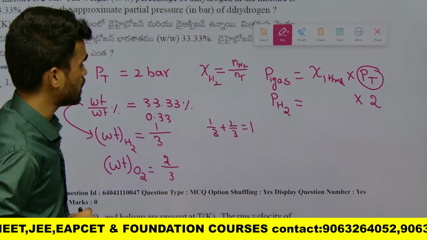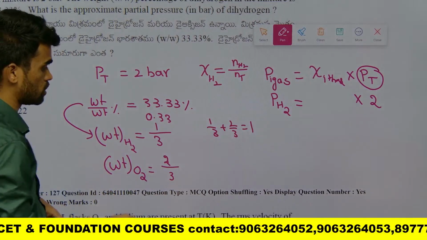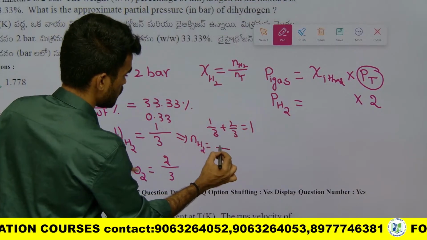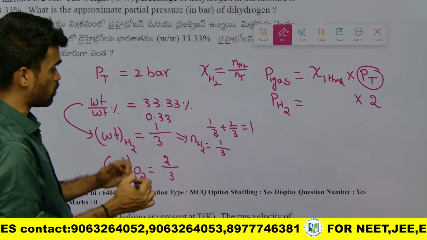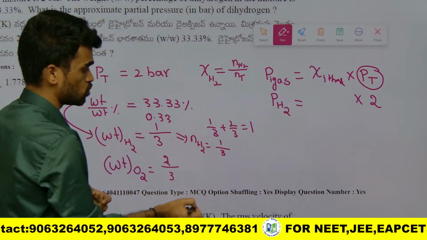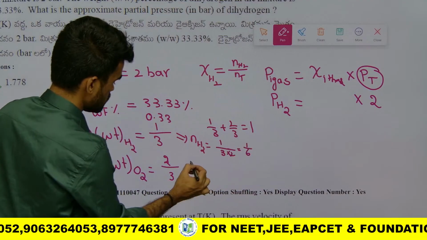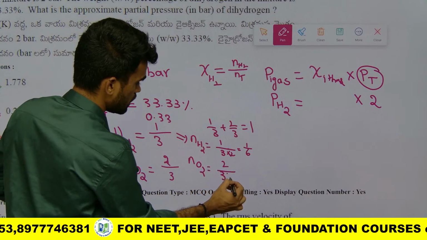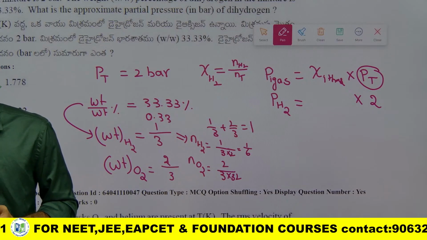So how many moles do we have? From the given weight we can calculate the number of moles. So how can we calculate this? NH2, I am writing, the given weight is 1 by 3 divided by its molar mass. What is the molar mass of hydrogen? It is 2, so 1 by 3 into 2, this is 1 by 6. Similarly, the number of moles of O2 I am writing as 2 by 3 into 32. Hope it is clear. Why 32? It is the molar mass of oxygen.